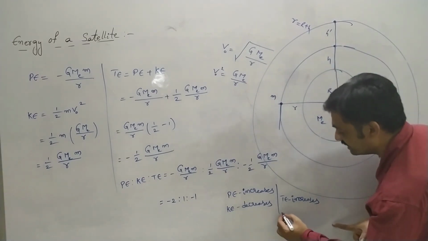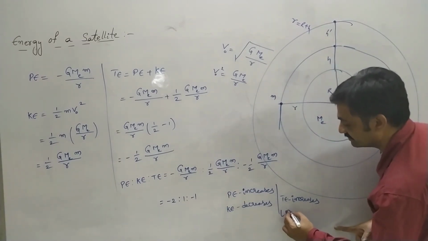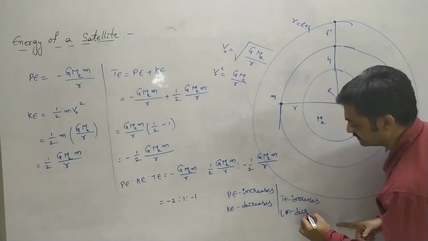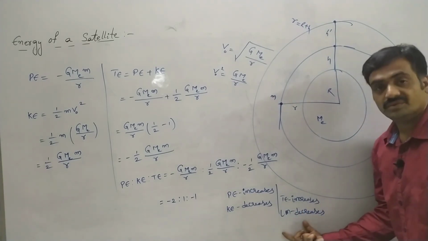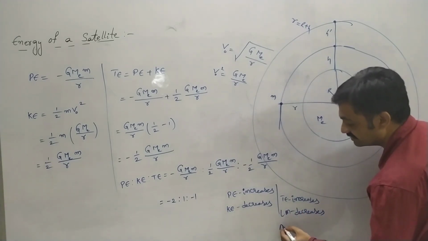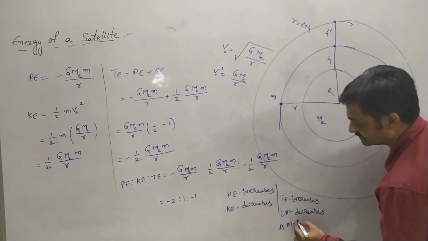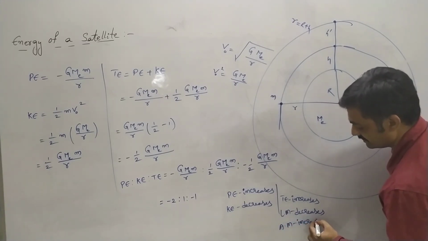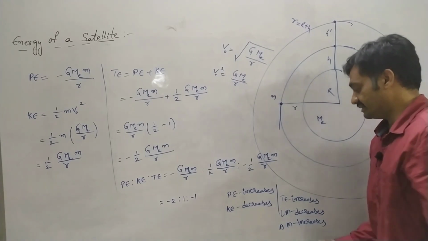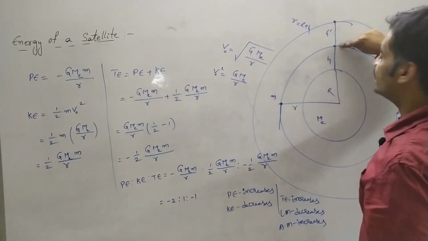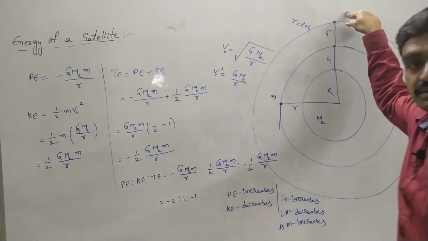And next, its linear momentum decreases. Angular momentum increases when a satellite jumps from lower orbit to higher orbit.